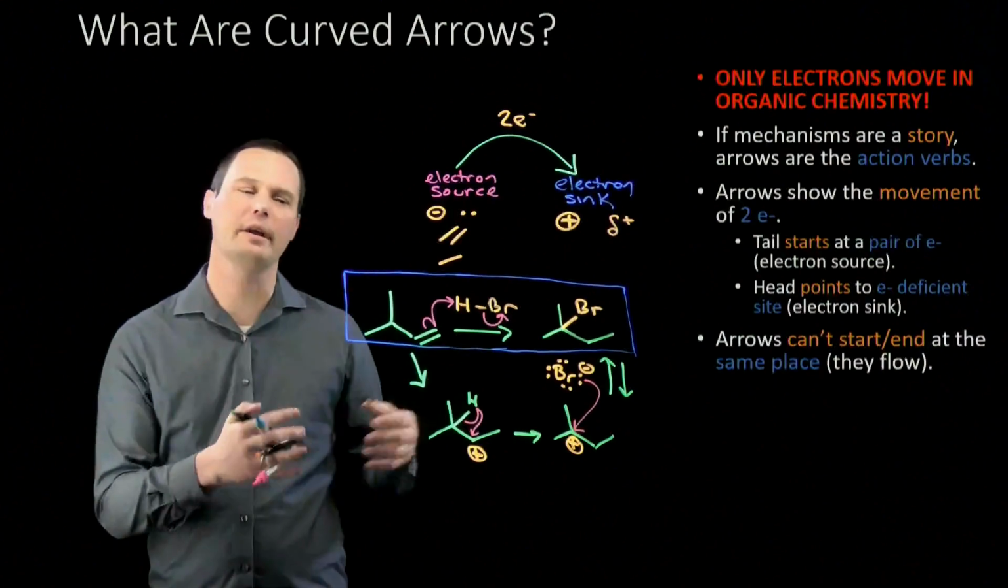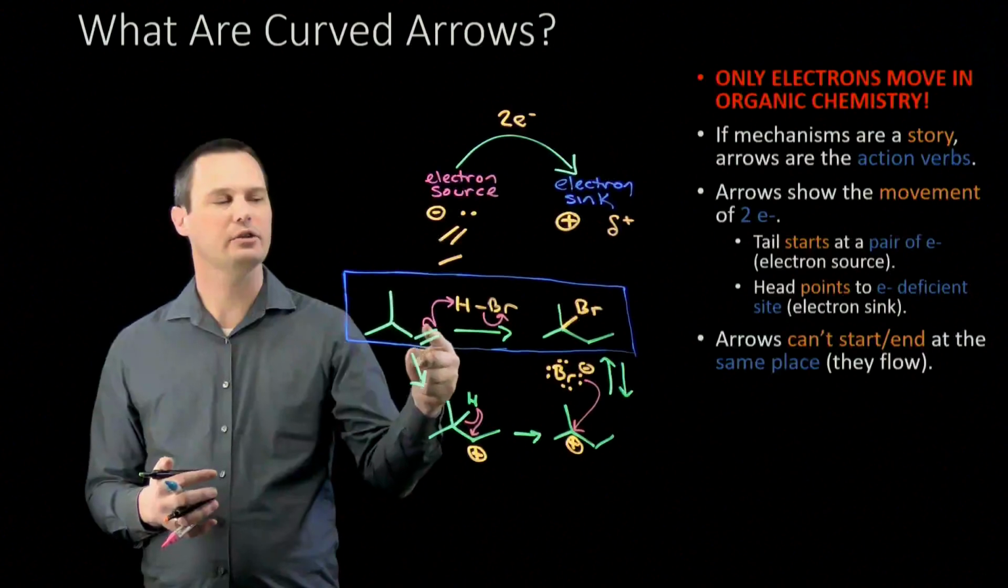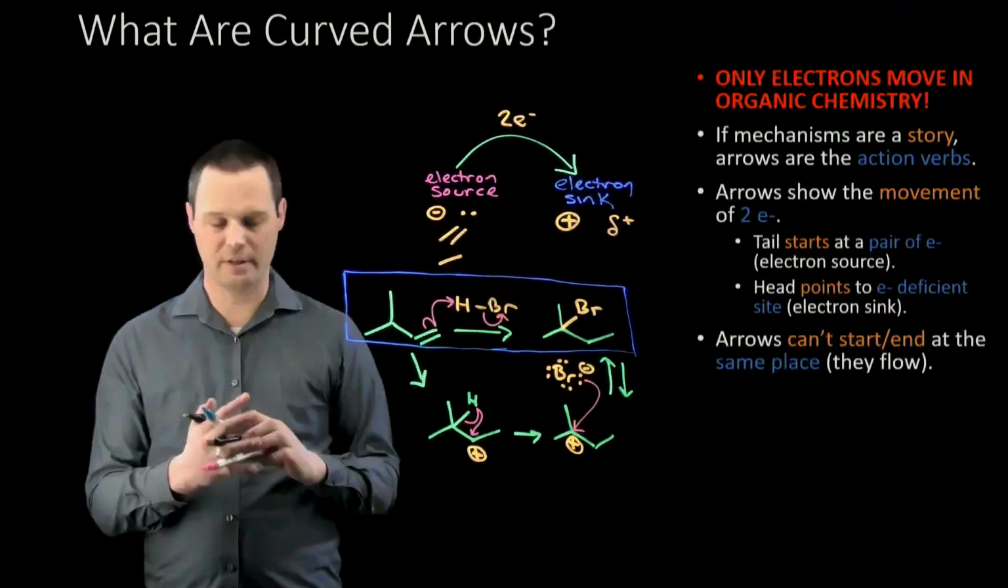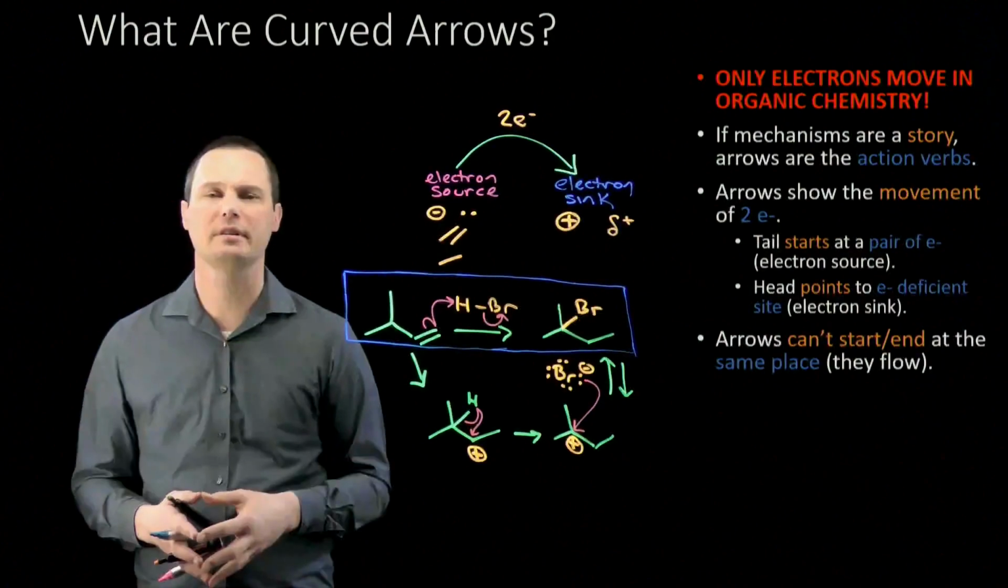Electrons flow in organic chemistry. Take, for example, this first set of curved arrows. We start at the pi bond and these electrons flow from left to right through the molecule. We wouldn't have this arrow point to this hydrogen and then some other arrow point right back at that hydrogen. We wouldn't have two arrows pointing to the same place.